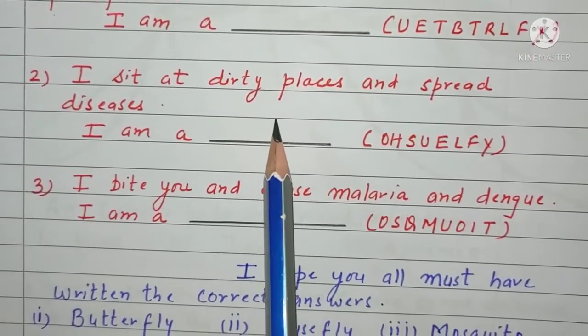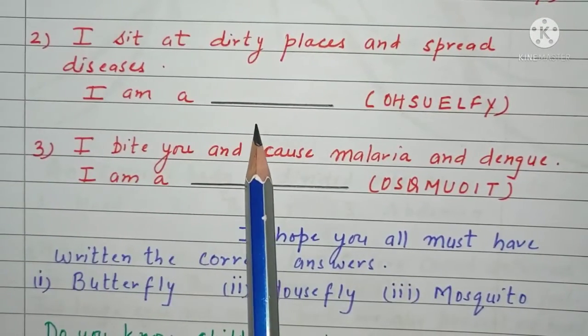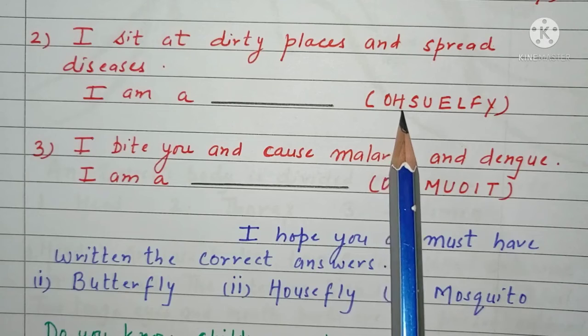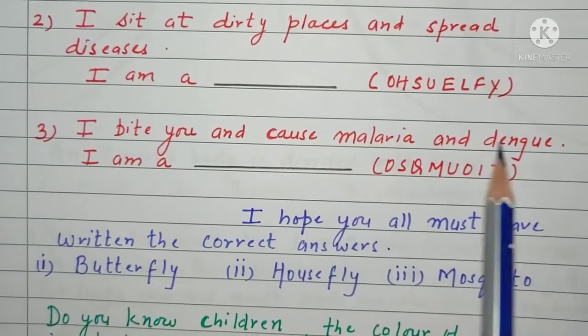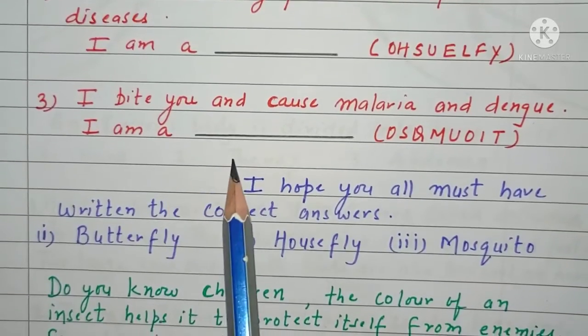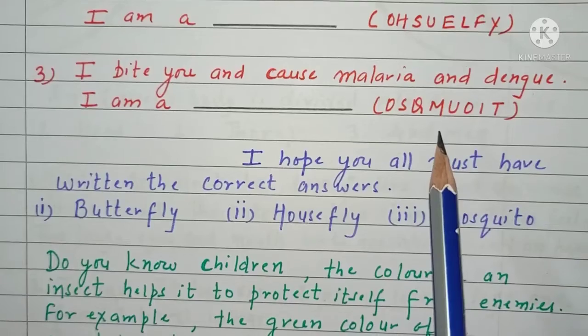Number 2: I sit at dirty places and spread diseases. I am a dash, just think and write it. It begins with H. Number 3: I bite you and cause malaria and dengue. Who am I? I am a dash. Think and write down the answer beginning with M.